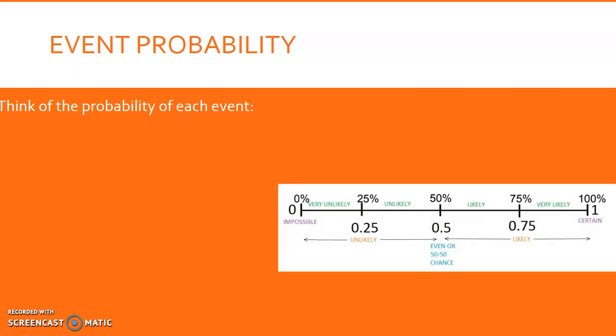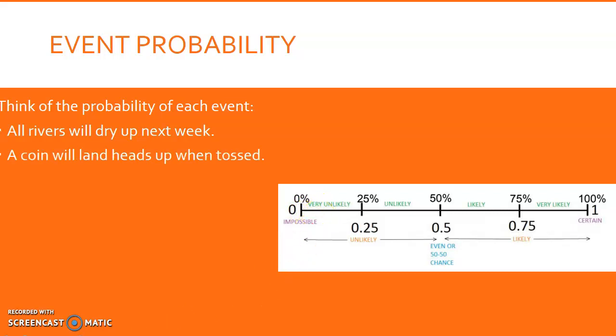So if I use my scale here as a guide, let's think about what are the chances that all the rivers will dry up next week. Well, that seems like that's very unlikely. We would probably put that pretty close to 0%, probably not impossible, but very unlikely. A coin will land heads up when tossed. We already saw in that example that we only have two possibilities, and there's an even chance of either one.